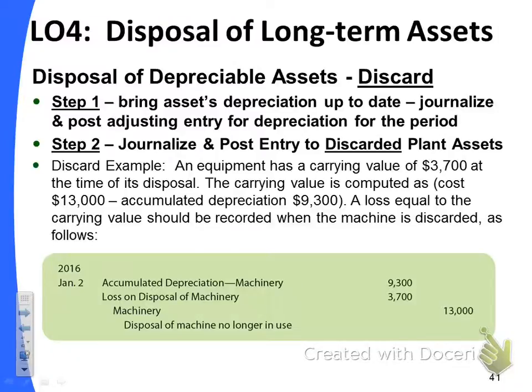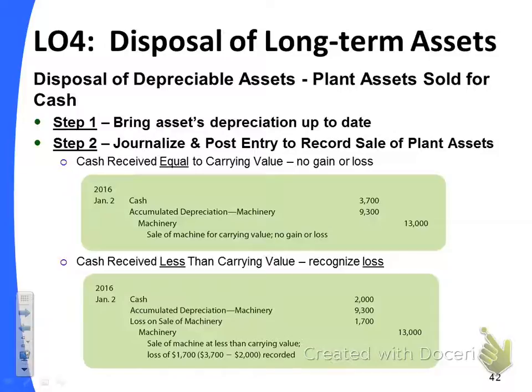Now, we're going to look at disposing of an asset that we sell for cash. Again, we're going to bring the entries up to date for depreciation. And then we're going to journalize and post an entry to record the sale of the asset. We're going to sell it for cash of $3,700. So in this particular case, we're actually getting cash in for the sale. So now we're going to record a debit to our cash. We're going to, again, write that depreciation off the books.